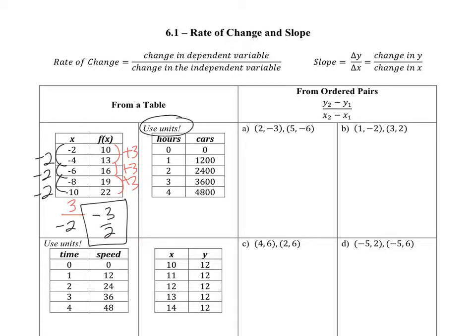Now if there are units, like here, there are units and there are no units right here, then you should answer in units. So here I'm going up 1, up 1, up 1, up 1. Here I'm going up 1200 every time. So it's going to be 1200 divided by 1, but I don't need to write that because that's just 1200. So it's 1200 cars, because that's my numerator, the y, per hour. Or you could also write it as cars divided by hour.